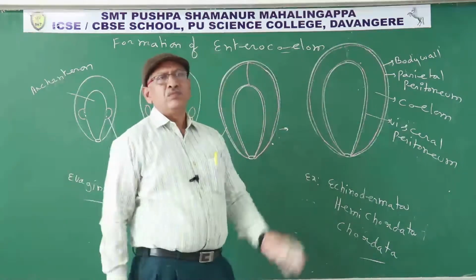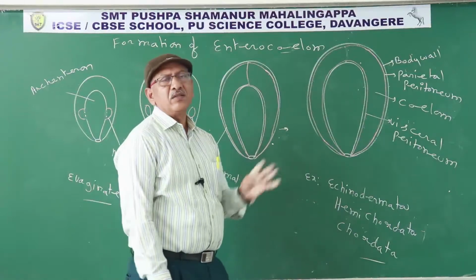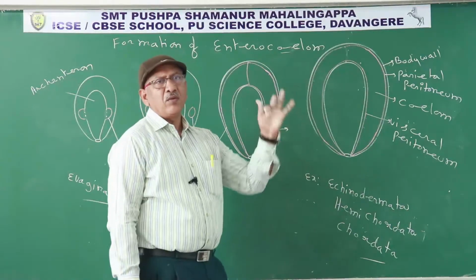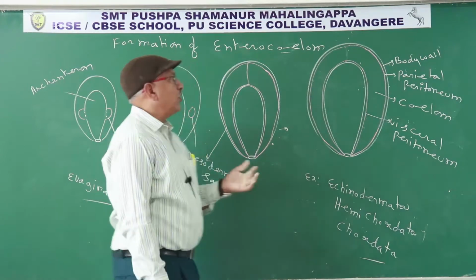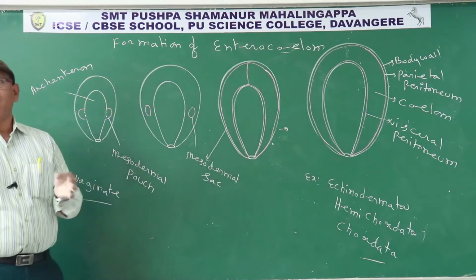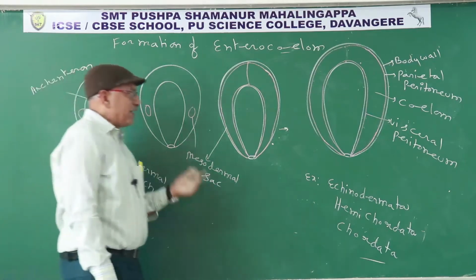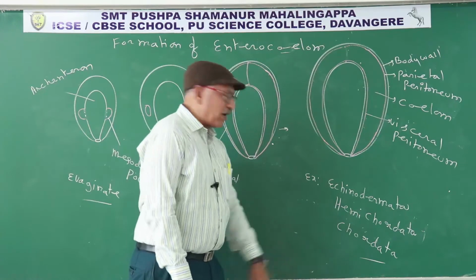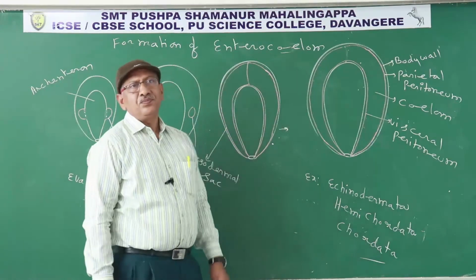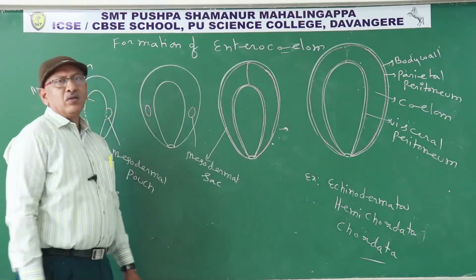Coelom is the body cavity present between body wall and alimentary canal lined by mesodermal layers. Acoelom, example Platyhelminthes. Pseudocoelom, example Aschelminthes and Rotifera. Schizocoelom, example Annelida, Arthropoda, Mollusca. Enterocoelom, example Echinodermata, Hemichordata, Chordata. So this is about coelom.